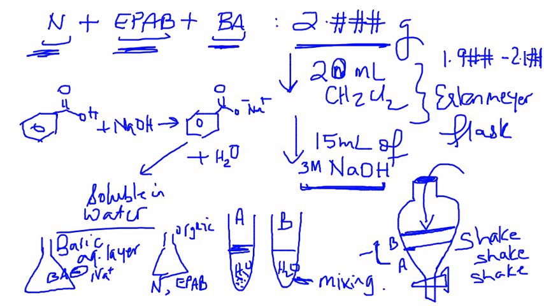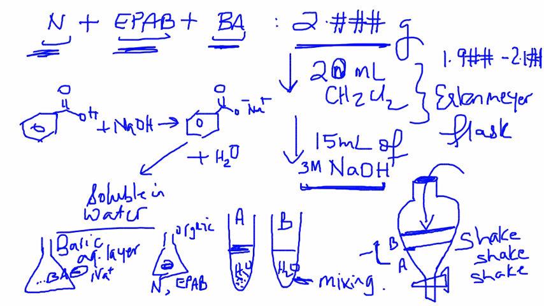So after the separation, you're going to drain the organic layer and collect that in a flask. You're going to put the basic layer separately, and then put the organic layer back into your separatory funnel, and add another round of 15 milliliters of 3 molar sodium hydroxide, and do the shake and vent trick one more time to make sure that you have extracted as much benzoic acid as possible.